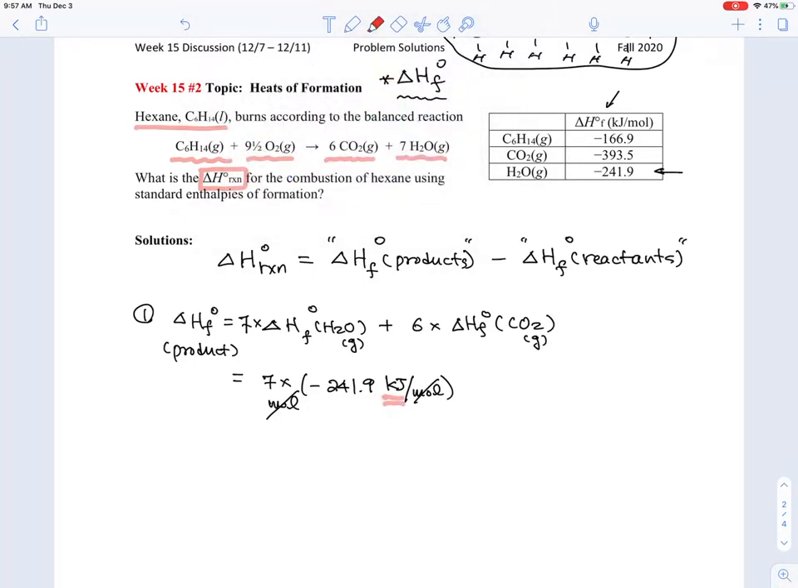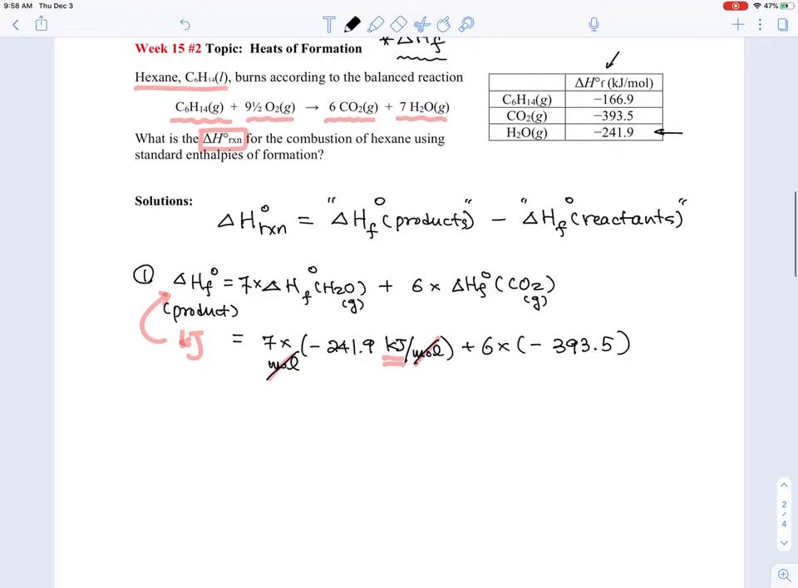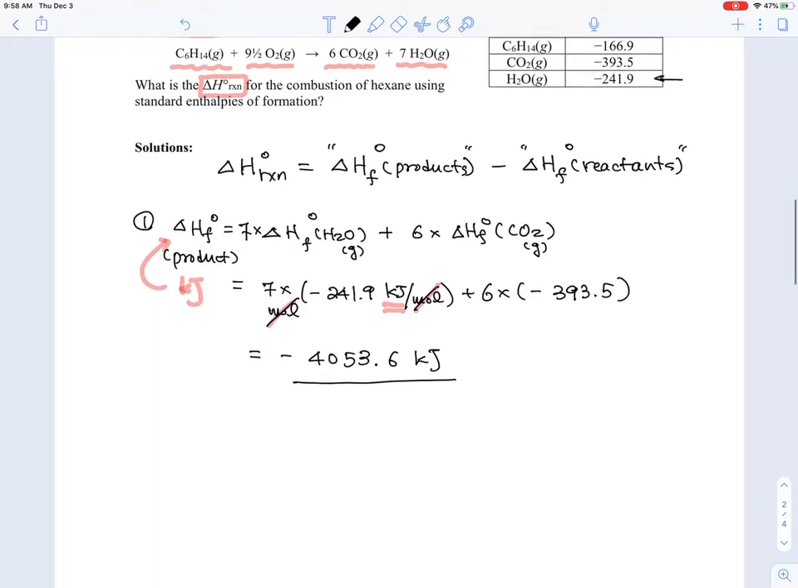I just wanted to make sure it's clear. This one ended up having kilojoule as a unit, and there's nothing on a per mole basis surviving in this term. And 6 times, now what's the CO2, minus 393.5. So that will lead me to the formation being minus 53.6 kilojoule. Remember that there is no mole left there.